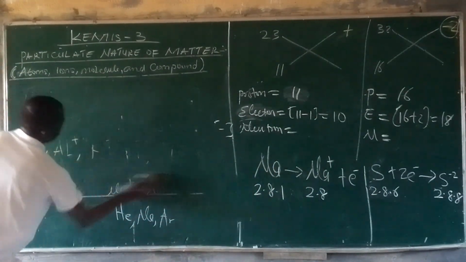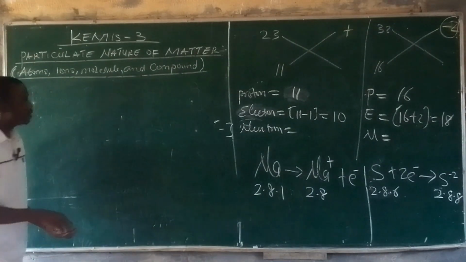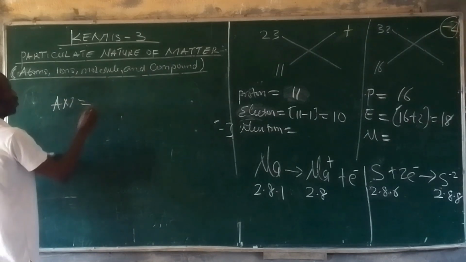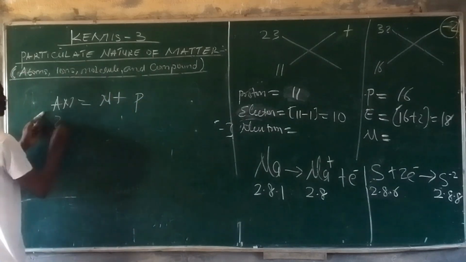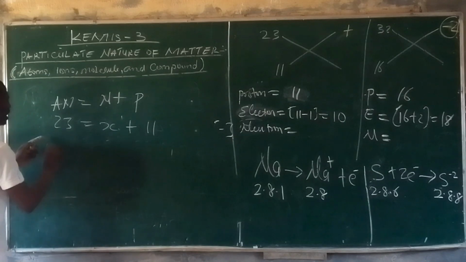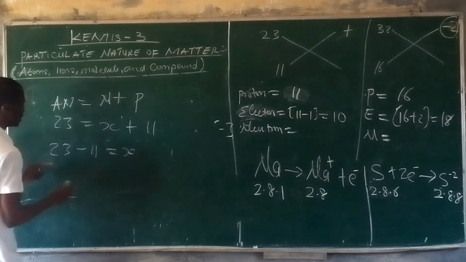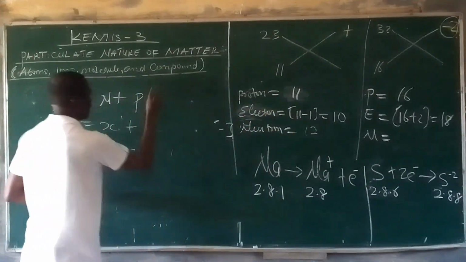Let's make a space here. For the first one, atomic mass is equal to neutron plus proton. The atomic mass of the first one is 23, and the neutron we don't know. Proton is 11, and then we have 23. Moving 11 to this side, 23 minus 11 is equal to x, and x is equal to 12. The neutron number is 12. We have solved that before.